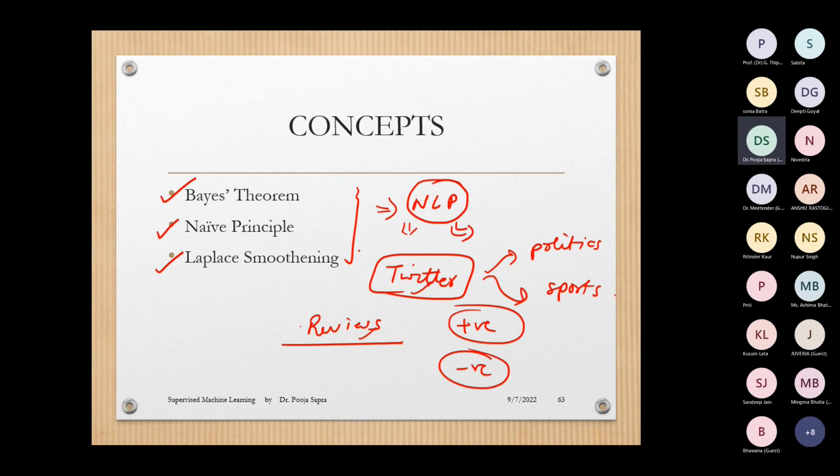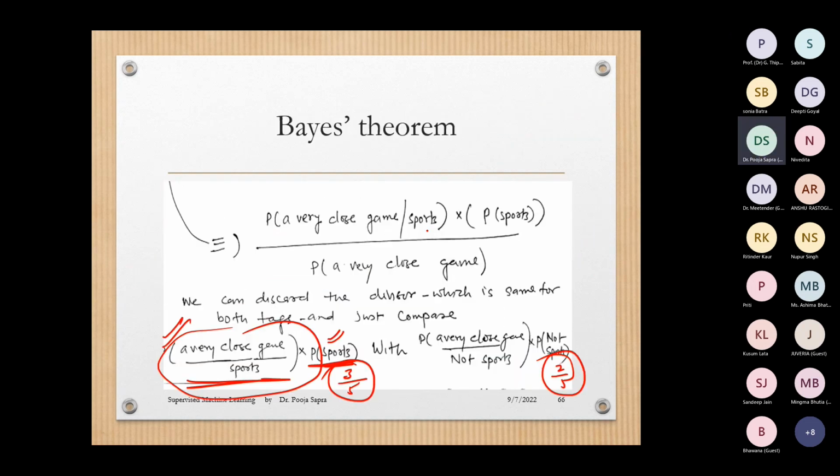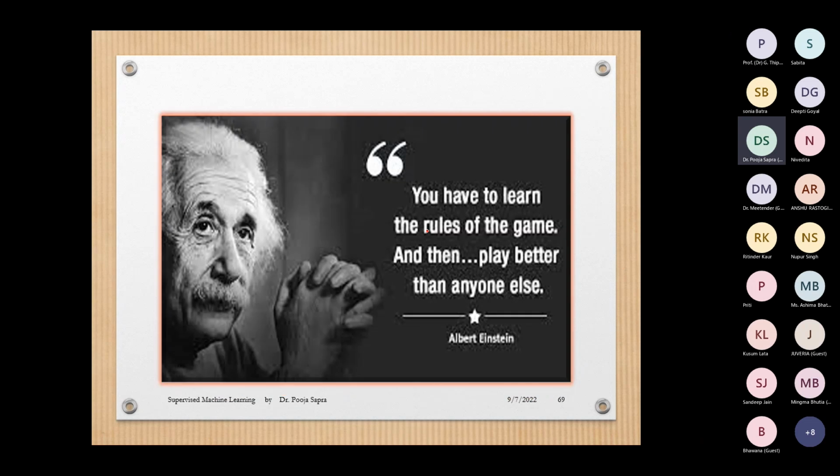This is the concept of Naive-Bayes classification, right? It is based on 3 concepts: Bayes theorem, Naive principle, and Laplace smoothing. This is a totally new concept, and it requires a lot of time to understand features, labels, and all, but I have shared the concept, with the quote that you have to learn the rules of the game. Today, I tried to explain a few rules of the game, and now you are required to play better than everyone else, right?